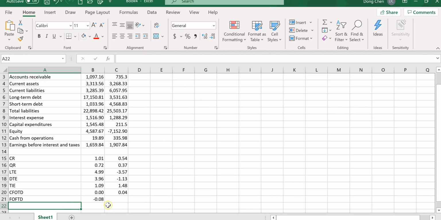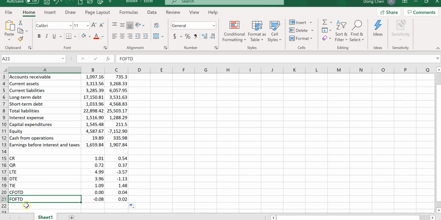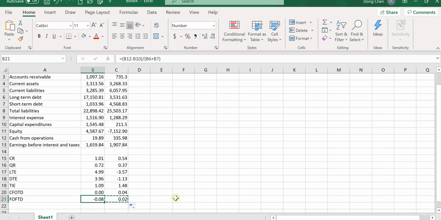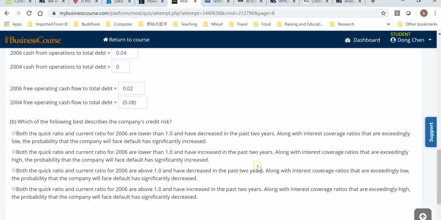So that's basically the free cash flow from operations to total debt. I guess this should be the free operating cash flow to total debt. Okay, so we just copy back and copy back again, add a minus sign there. It's a negative number. So which of the following best describes the company's credit risk?